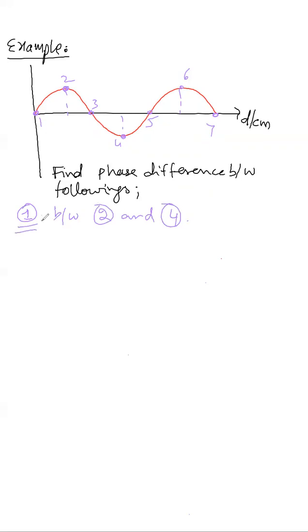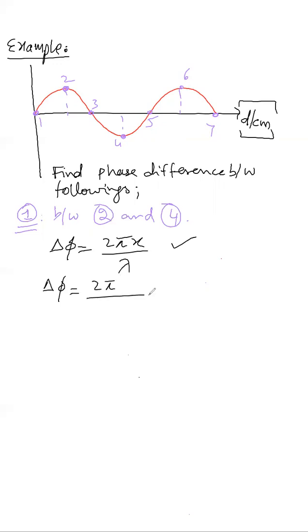So how you will do that? First you will say, okay, what is the x-axis? It's distance. So you'll say, let me use the formula. Delta phi is 2 pi x over lambda. Okay, done. Then you will say, 2 pi, and then you have to look for x. What is x? X is actually separation between particle 2 and particle 4.